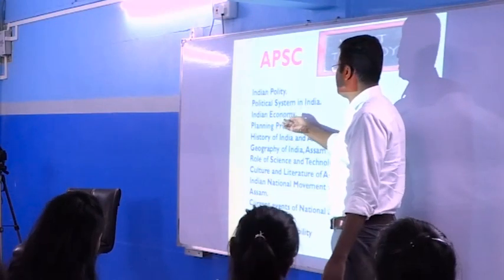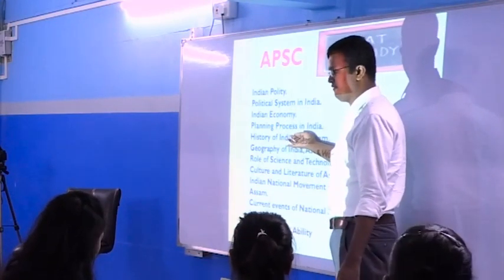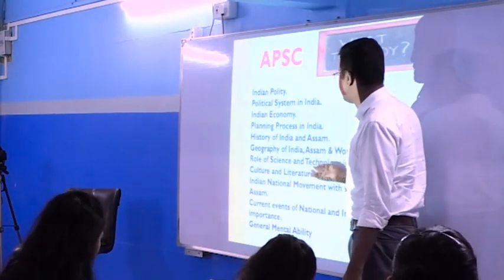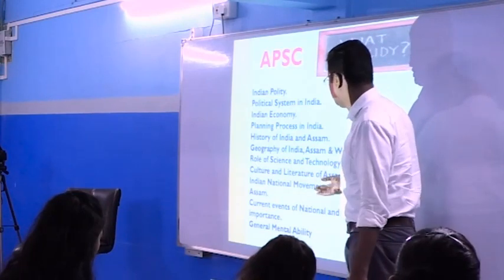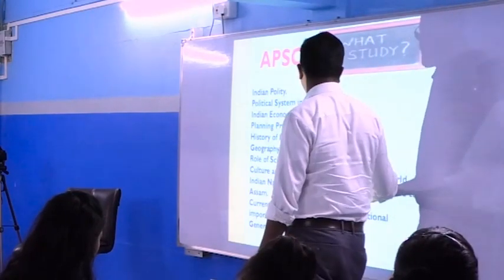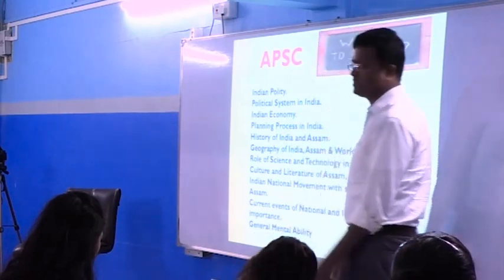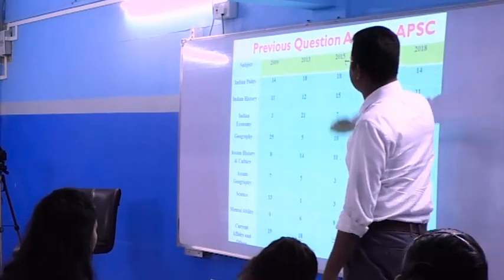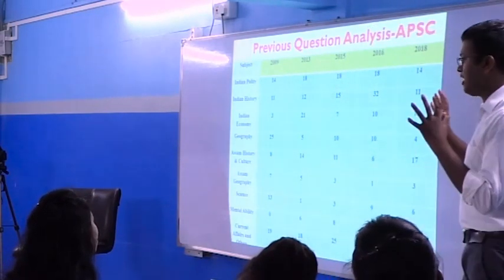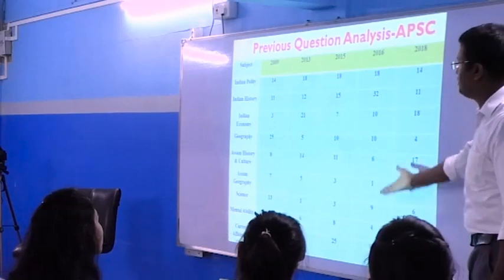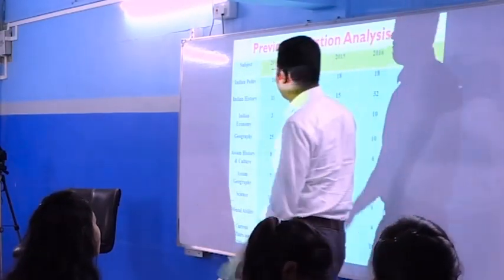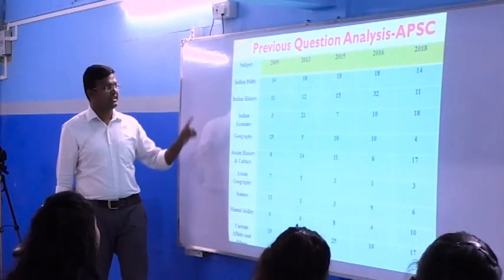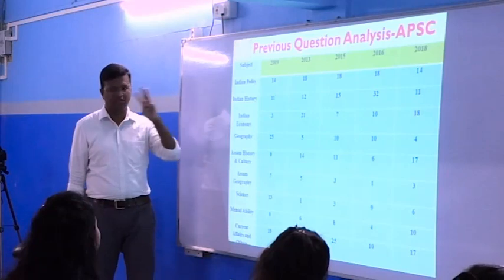Then political system, Indian economy, planning process in India, 5-year plans, then history of India and Assam, geography of India, Assam and world, role of science and technology in India, and culture and literature of Assam, India and world. Whatever these syllabus are, you can read in detail after going back home. But out of this syllabus, how will we manage our preparation? That is by looking at the previous questions. I can tell you, we can divide the APSC questions into 3 layers.